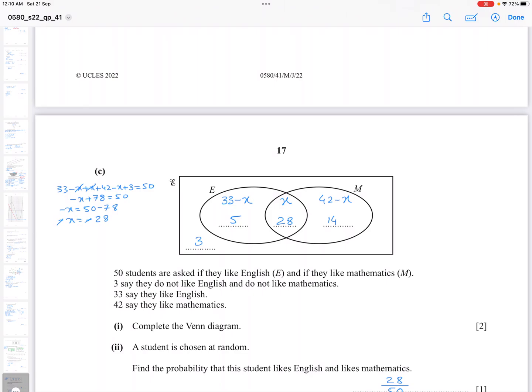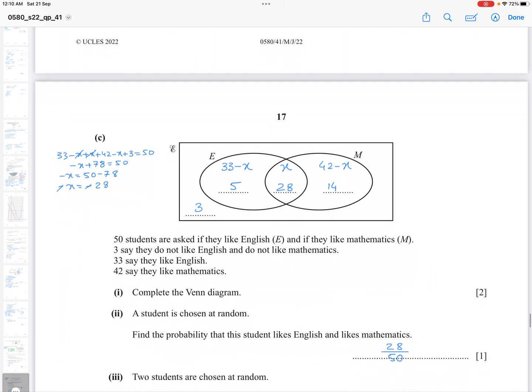5 students are those who like only English. 28 students are those who like both English and math. Now 42 minus X, your X is 28, so 42 minus 28 is 14. So 14 students are those who like only maths. So you have completed this.